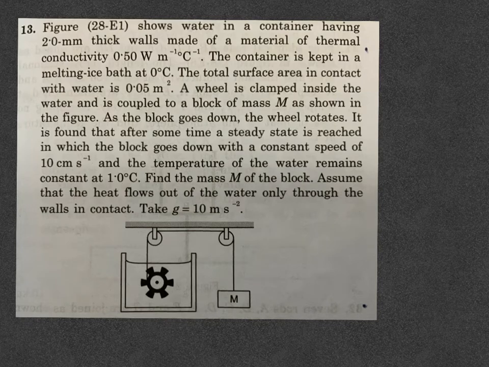Acha. So here, water in a container having 2 millimeter thickness is kept in an ice bath. That means outside of this region you have ice at temperature 0 degrees Celsius, as it is kept in an ice bath.